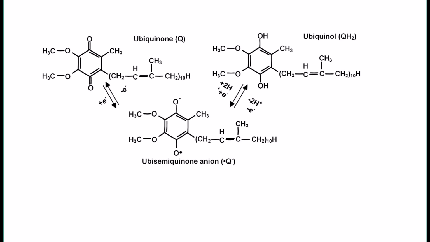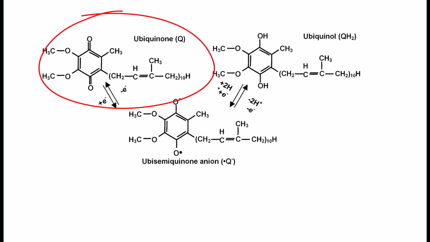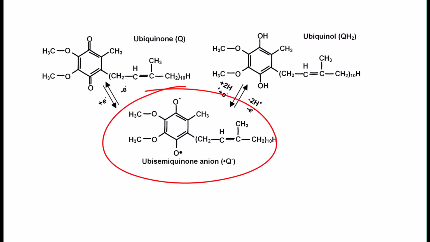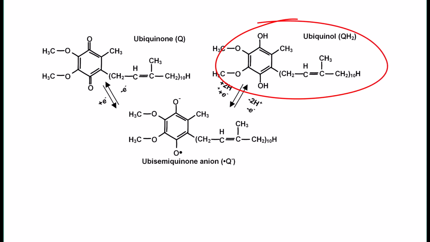Coenzyme Q10 floats around in the inner mitochondrial membrane and carries electrons from complex 1 and 2 to complex 3 of the electron transport chain. Coenzyme Q10 is also called simply Q. The 3 redox states are oxidized ubiquinone or Q, the free radical intermediate ubisemiquinone or Q- radical anion, and the fully reduced form, ubiquinol or QH2. It gets the number 10 from the 10-isoprenoid side chain found in the human form.